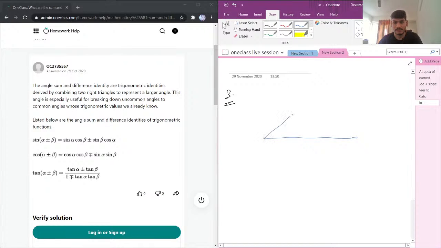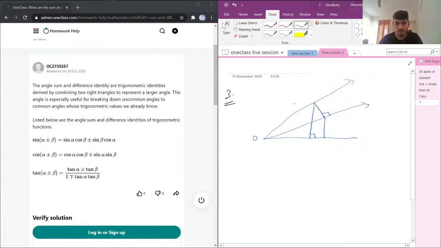And I need this arc. Now I will draw a perpendicular. So this will be perpendicular, and this is my right angle triangle. And I will draw one perpendicular on this line, and I will draw just one line connecting for reference.